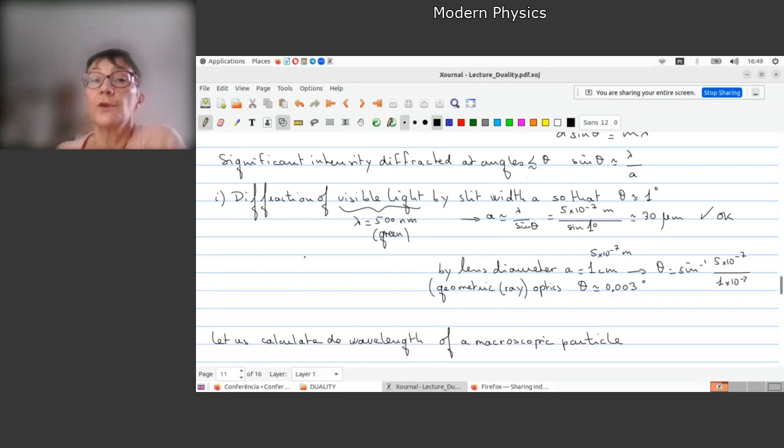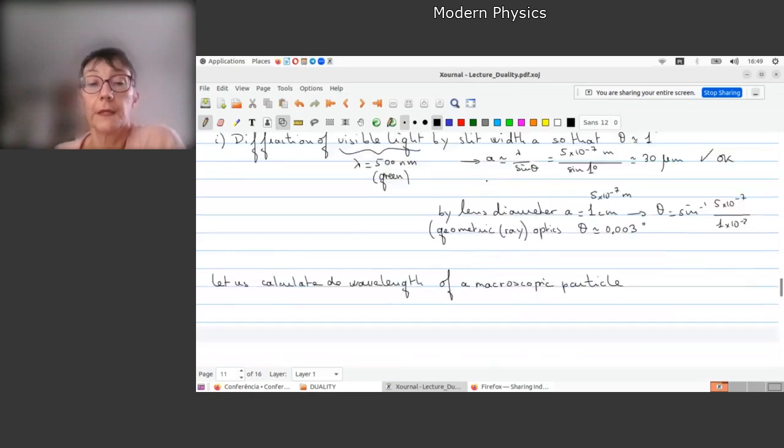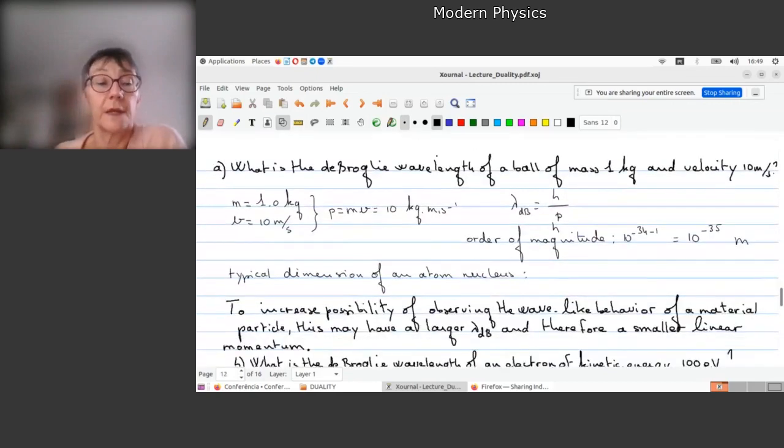So what do you need to observe the wave-like behavior of a ball? Let's calculate this. What is the de Broglie wavelength of a ball of mass 1 kilogram and velocity 10 meters per second? A ball of 1 kilogram is very big, but I won't calculate exactly, I only want the order of magnitude of this de Broglie wavelength.